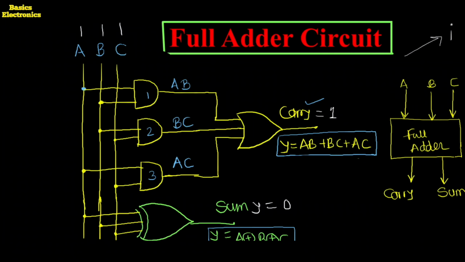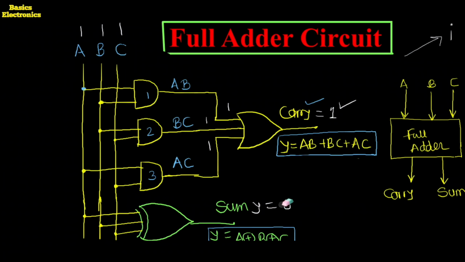For the third AND gate, the inputs are again the same, A and C both are 1. Therefore the inputs for the OR gate are 1, 1, 1, and this OR gate produces a logically high output, which is carry equal to 1. Now the same inputs A, B, C are applied to the XOR gate, and the output of the XOR gate is A XOR B XOR C.